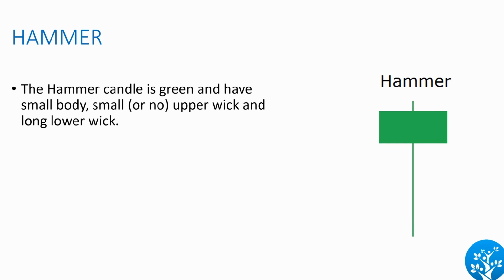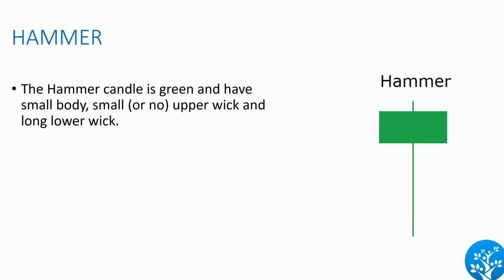Let's move on to the fourth type of candle, which is the hammer candle. The hammer candle is a green color candle, and it has a very small body, and it has either no wick on the upside or a very small wick on the upside. And it has a very long lower wick. This is what describes a hammer.